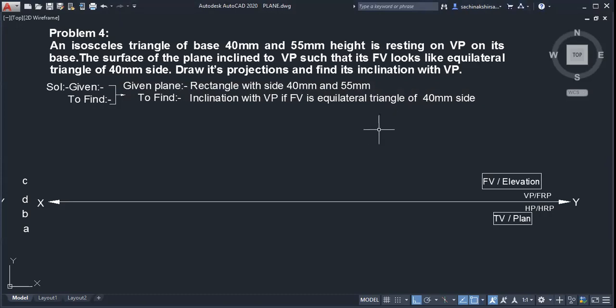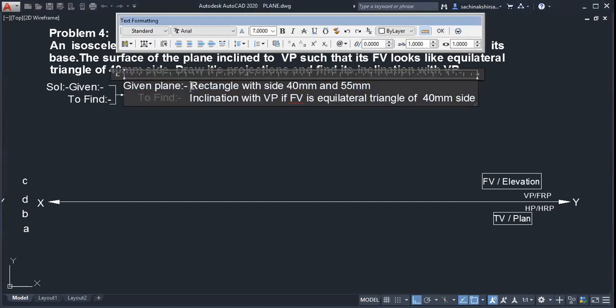So at this stage you should know what an equilateral triangle is. Equilateral triangle means all sides are equal. So is it possible for you to solve, or shall we solve together? Shall I give some time to solve? Here is an isosceles triangle.